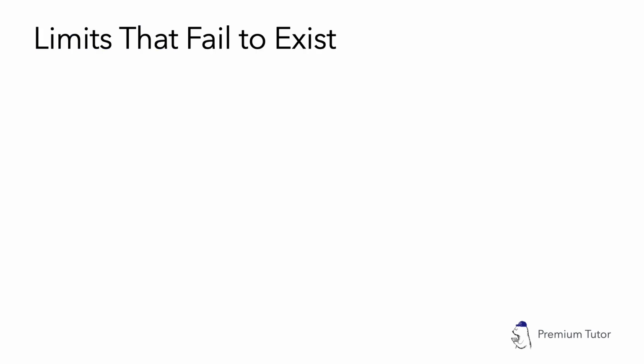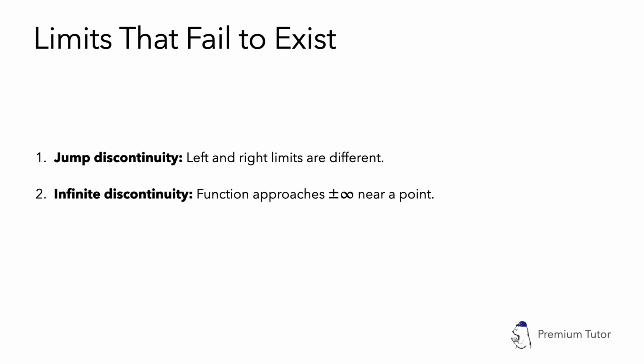Well, sometimes a limit just doesn't exist, and that's not an error. It simply means the function behaves in a more interesting way. There are 3 main reasons this could happen. First, a jump discontinuity. When the left and right sides approach different values and the graph suddenly jumps between them. Second, an infinite discontinuity. When the function's values shoot up or down without bound, forming a vertical asymptote.